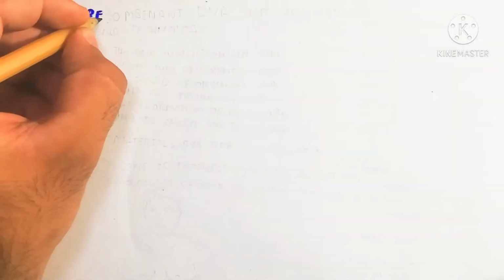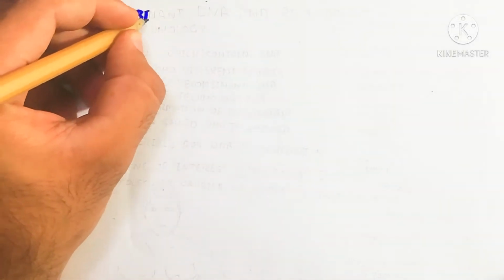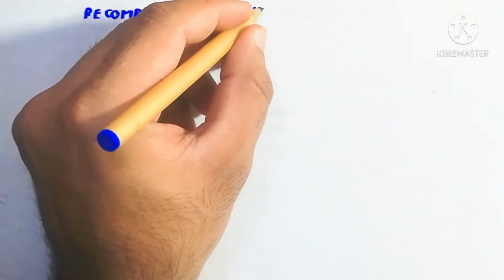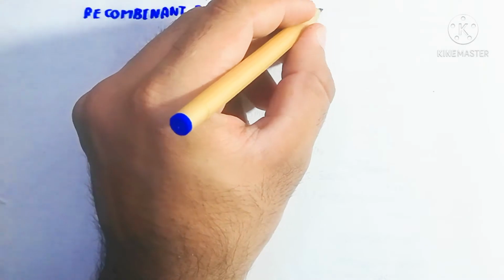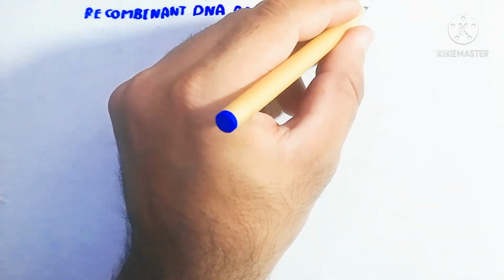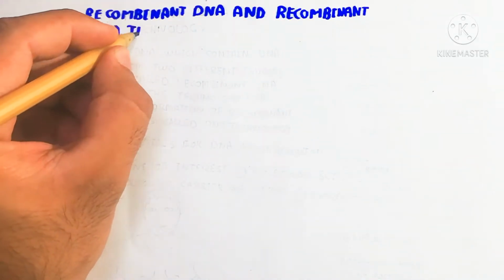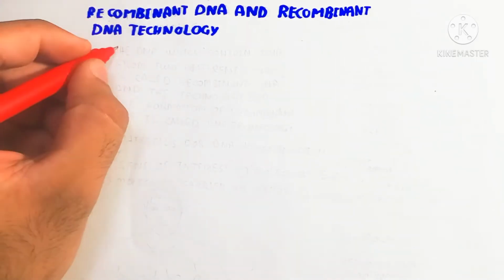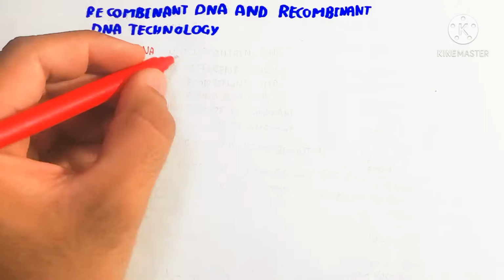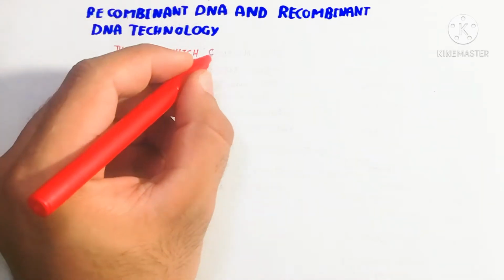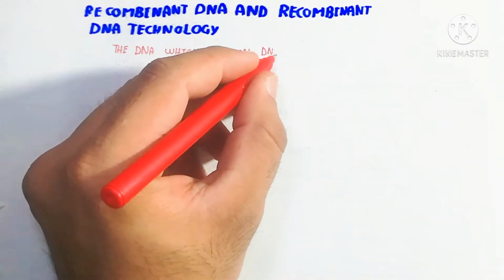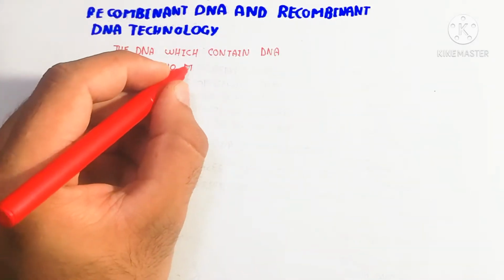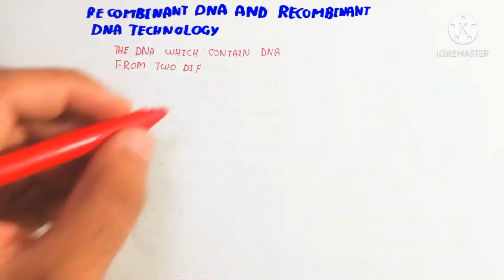So here today we will discuss recombinant DNA and recombinant DNA technology. We will understand an overview of recombinant DNA and its technology, how recombinant DNA is produced, and what its function is. It relates to bacterial DNA attached to a segment of foreign DNA. So DNA which contains DNA from two different sources is called recombinant DNA.